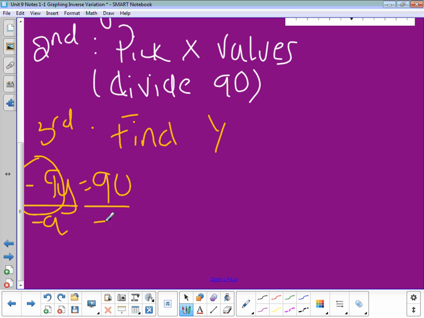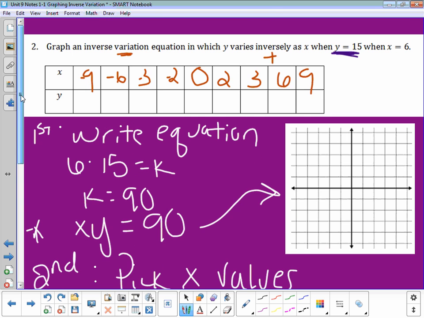So I divide both sides by -9, and I get that y is equal to -10. So I find -9 up here, and I know y is equal to -10. So then this side is going to be my positive side. So if I divide by a +9, I'm going to have a +10. So this should be a mirror.